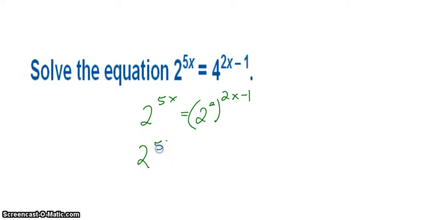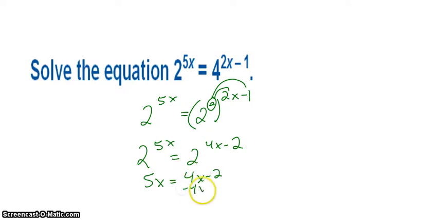So I've got 2 to the 5x. The most common mistake with rewriting these is not distributing that power to both, so it equals 2 to the 4x minus 2. Be careful of that. So my bases are the same, therefore my exponents must be the same. So 5x equals 4x minus 2. Subtract 4x on both sides, and x must equal negative 2.